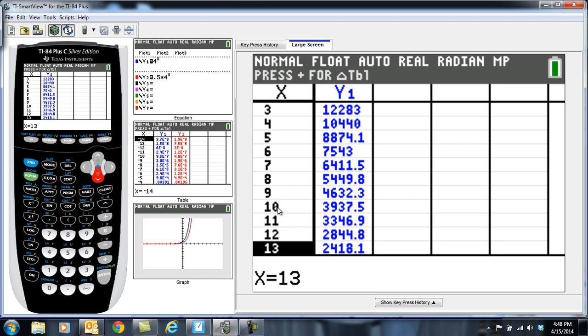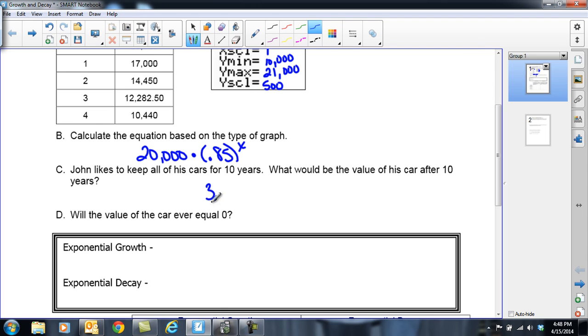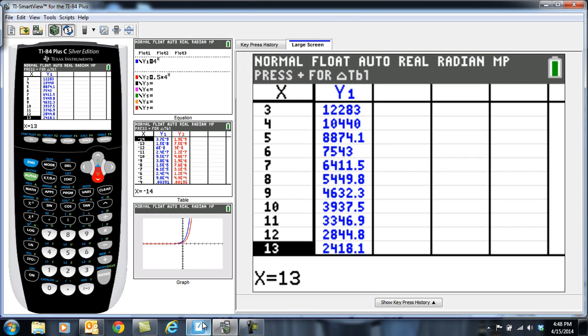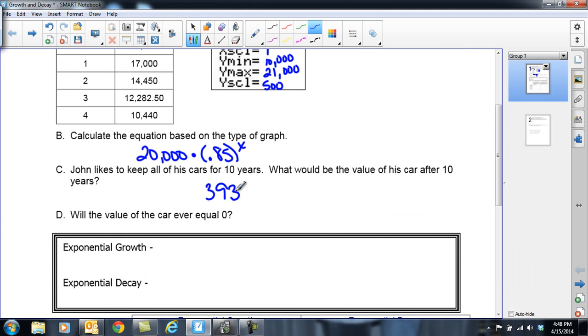And so here x equals 10, and so I have that the value of the car is $3,937.50. So the value of my car after 10 years is $3,937.50. That's the value of my car.